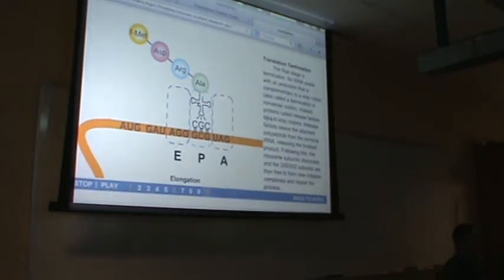Translation termination, we have a stop codon. So this one, basically the stop signal. What's the stop signal for translation? We have a stop codon. And in this part, we should also add the 16S RNA. And this is what binds the Shine-Dalgarno sequence. And the stop codon, we have the stop codon.